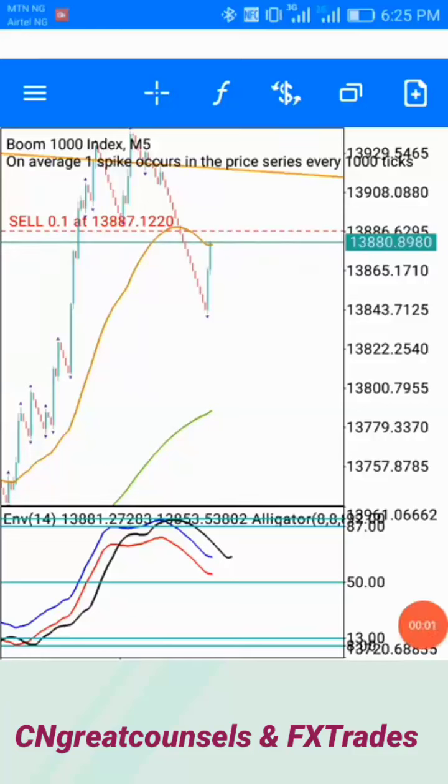Hey guys, this is CN Honor on the screen, and today I bring to you a VIP strategy that I call the dollar printer VIP strategy.